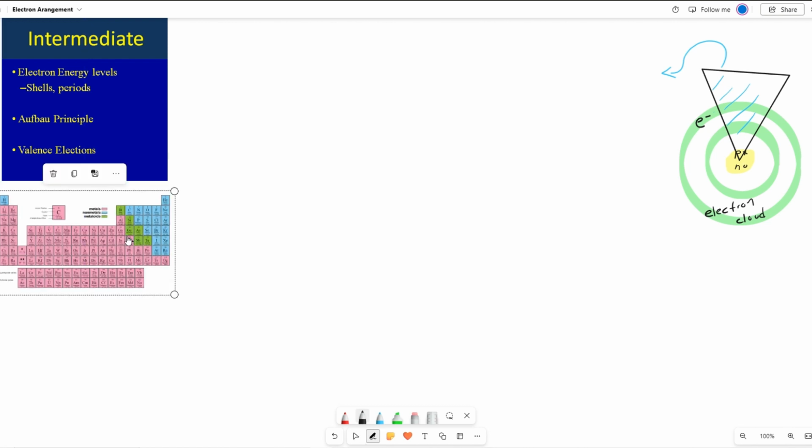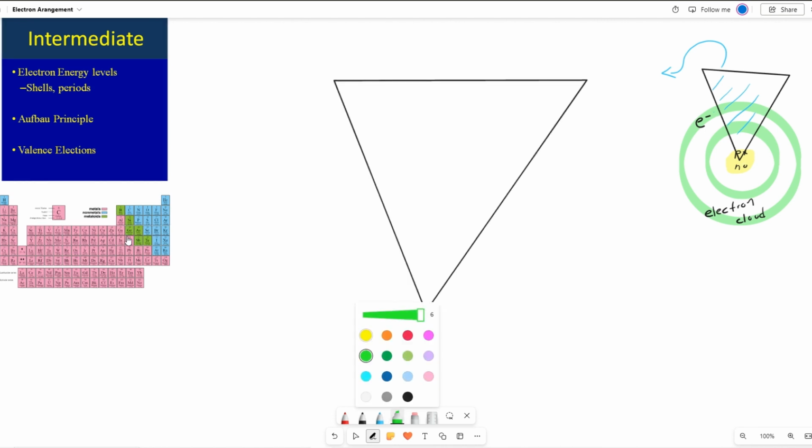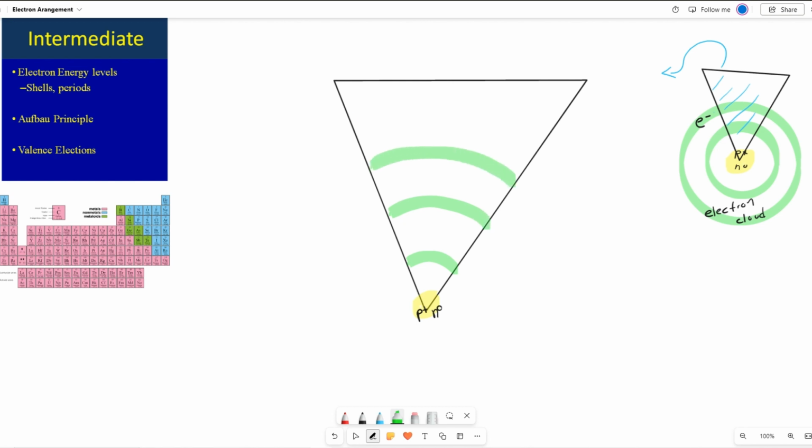So if we blow up this cross section of the atom, it looks like this. Now, down at the bottom is where our nucleus will exist. Put that there. And that's where all our protons and neutrons exist, and we're not too worried about them in this video. And then the electron cloud is divided into levels. So you have the first level, the second level, the third level, and the fourth level.